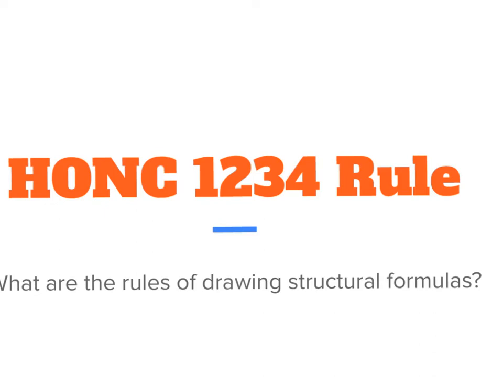In this video I'm going to be teaching you kind of a trick for how to make structural formulas out of molecular formulas. It's just some patterns that tend to happen that are going to make it easier for you to figure out some structural formulas. And the trick is called the HONC 1, 2, 3, 4 rule. Yeah, it has a fun name there.